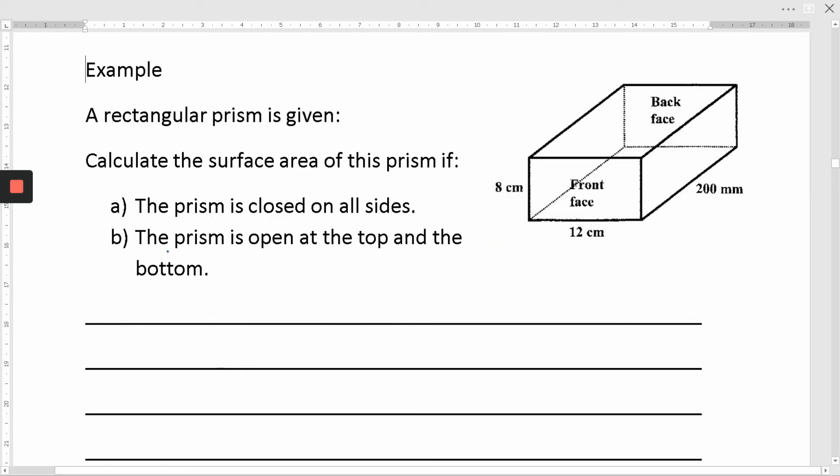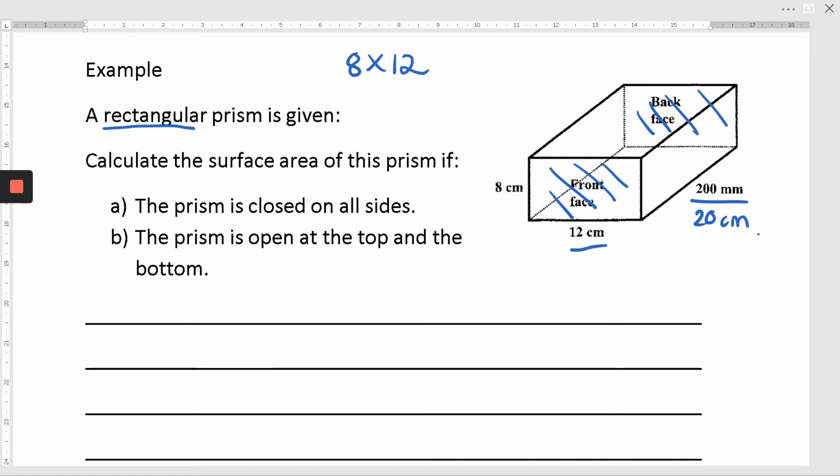The next example is going to look at a rectangular prism, and that is given. We have 12 over there and 8. So this particular face, the front and the back, they are both going to be 8 by 12s. There's going to be 2 of those. And then I'm spotting 200 millimeters, and I immediately want to change that into centimeters, because we've got to deal with all of the units being exactly the same.